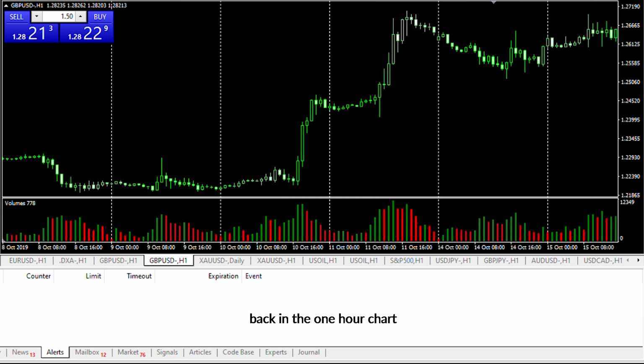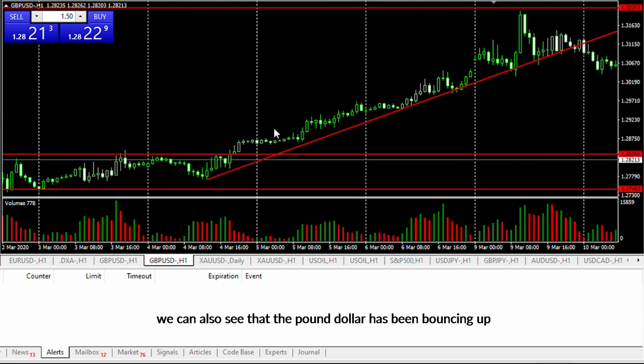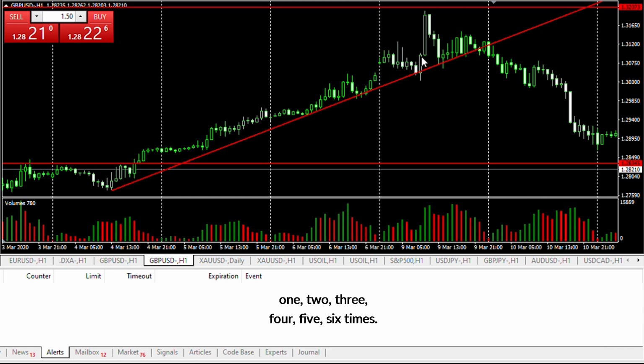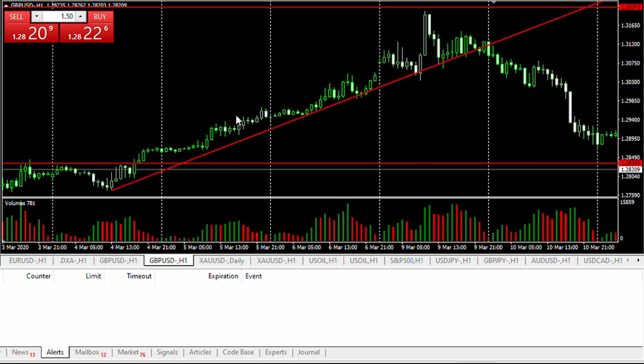And of course, back to the hourly chart, we also can see that the pound dollar has been bouncing up 1, 2, 3, 4, 5, 6 times. Okay, in other words, markets will not always touch this uptrend line and keep on bouncing up forever, correct? So after it has bounced up 5 or 6 times, it has exhausted or almost exhausted its upward bullish energy. And of course, this tip here is also on the daily charts high. Okay, so what do you expect will happen?